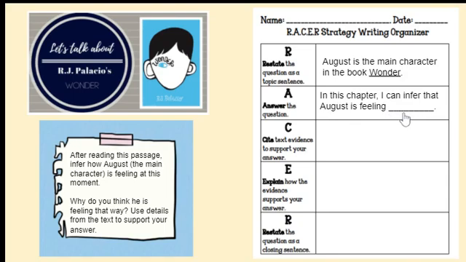Now I left a blank here. I want you to fill in that blank. What would be a good word to describe how August was feeling when he overhears this conversation between Jack, Julian, and the other boys? I bet the first word that comes to your mind is sad. In this chapter, I can infer August is feeling sad.